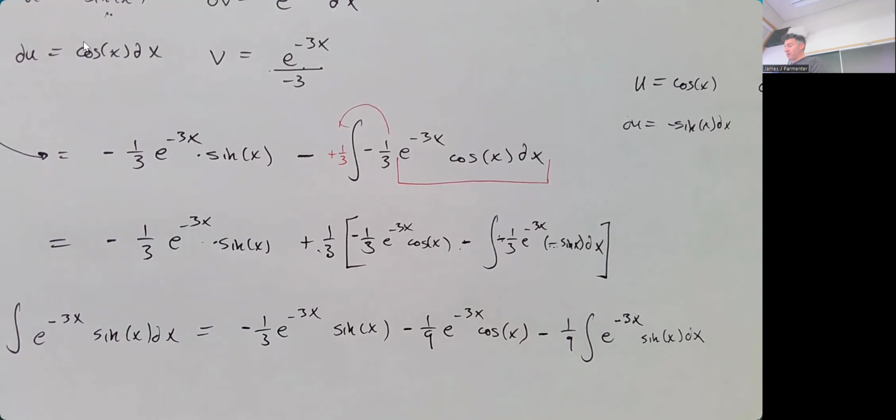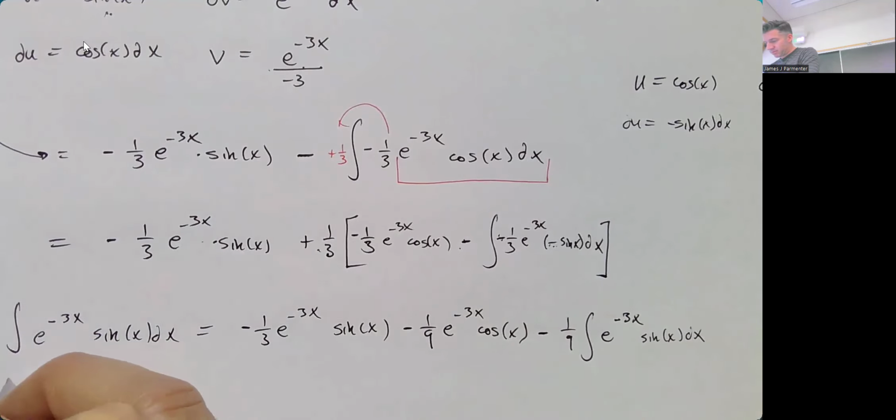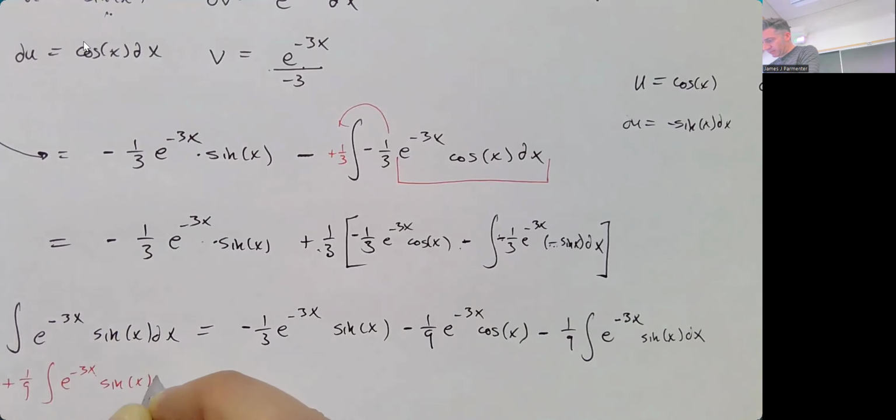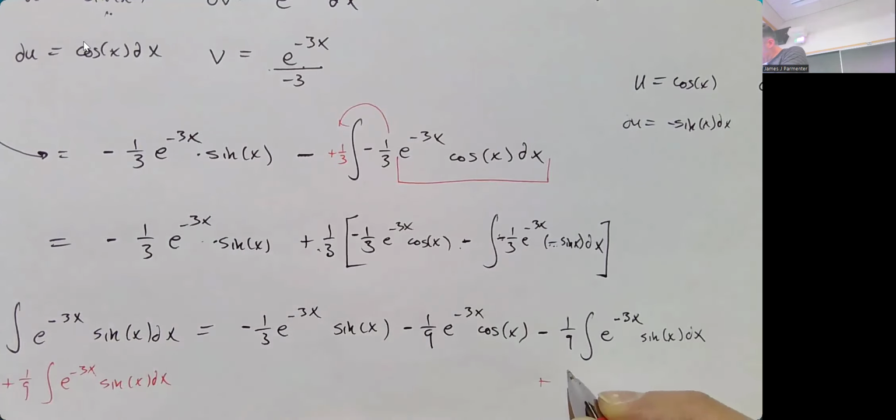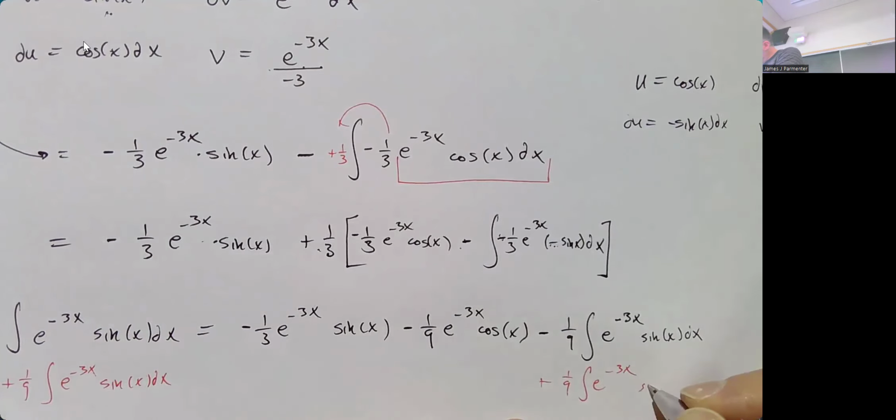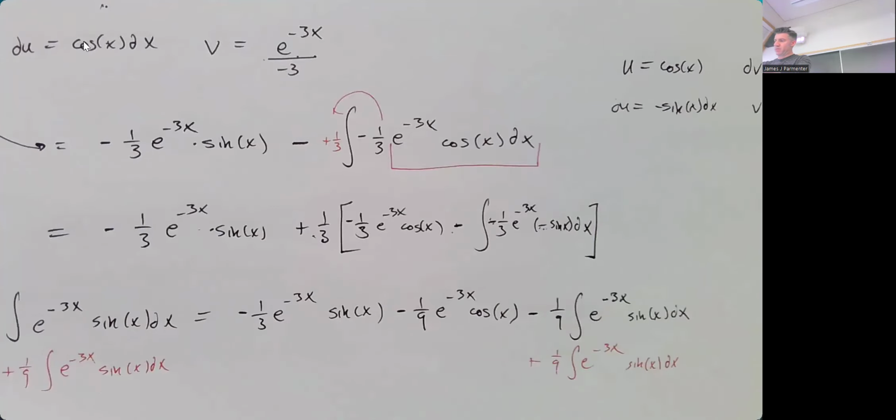And then what we're going to do is add that to both sides, because we've essentially got the same integral we started with. So I'm going to add 1/9 times the integral of e to the -3x times sine of x dx to both sides. Okay, I'm going to zoom back out a little bit. Right there.